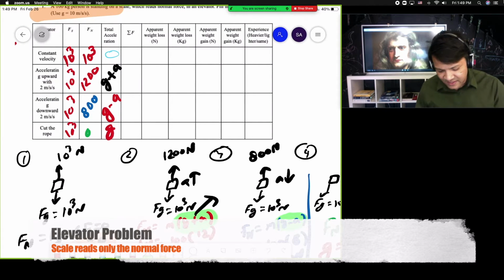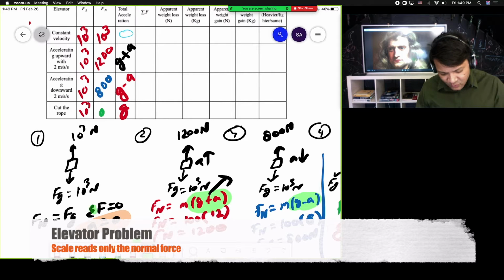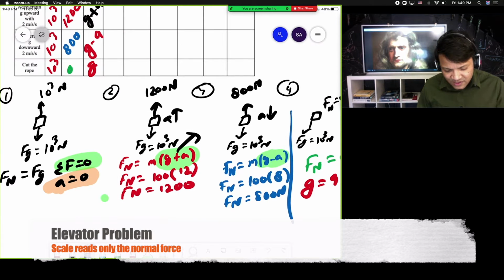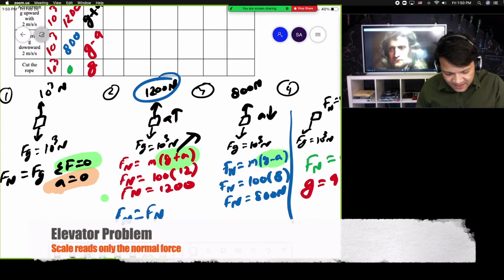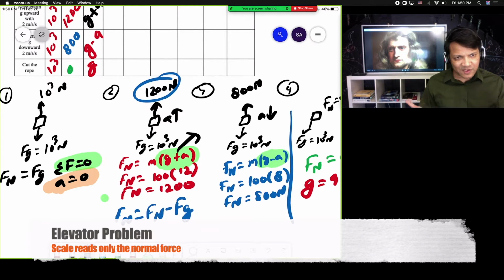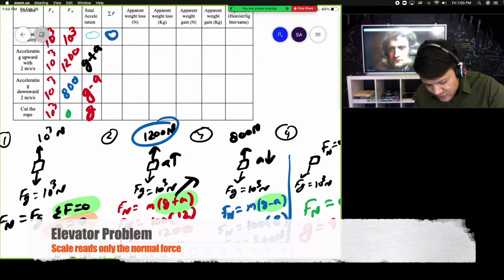So now we're going to find the net force. Net force is 0 over here. Why is the net force 0 over here? Because acceleration is 0, so net force is 0. The net force here is 200. Why? Because net force is Fn minus Fg. Fn is 1200 and Fg is 1000, so net force is 200.